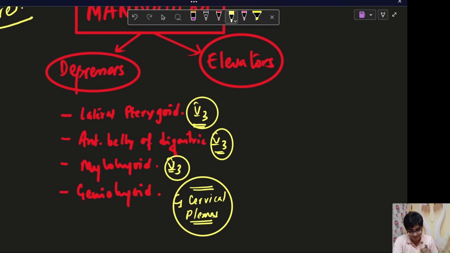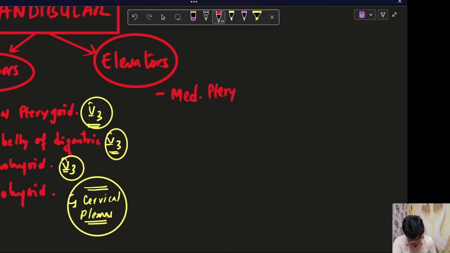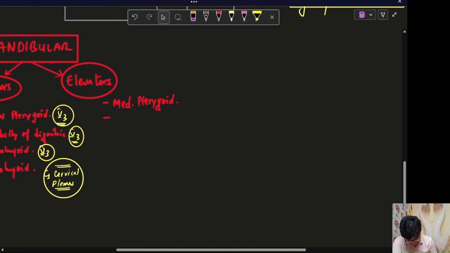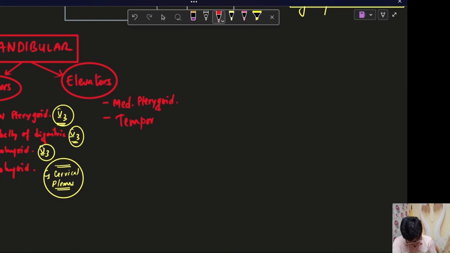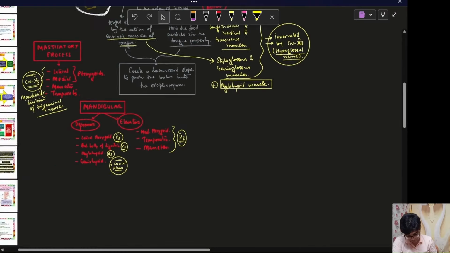C1 cervical plexus. Then the elevators. The elevators are obviously medial pterygoid. Secondly, it is the temporalis and the masseter muscles. Already said these are all being supplied by V3 nerve. Correct? Okay. So you know at this moment about the mandibular elevators, mandibular depressors.